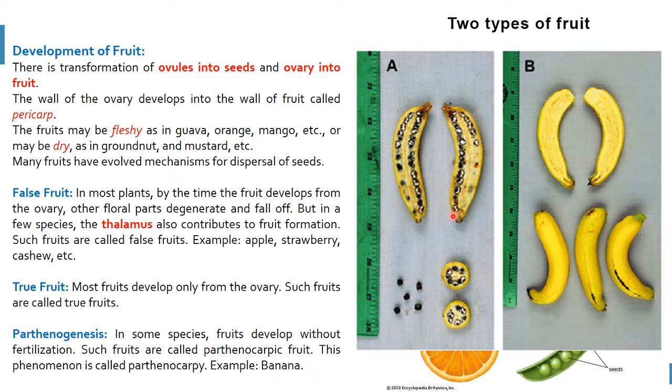So this is the normal fruit developed after fertilization. This is a parthenocarpic fruit developed without fertilization. So these fruits are known as parthenocarpic fruits, and the process by which they are formed without fertilization is known as parthenocarpy. And the best example is banana.